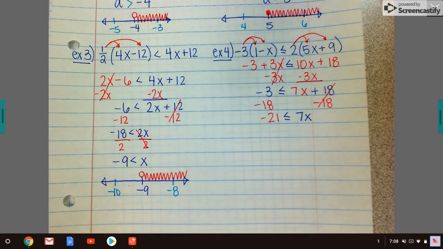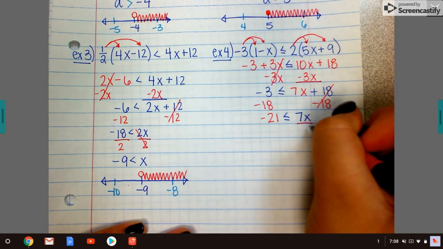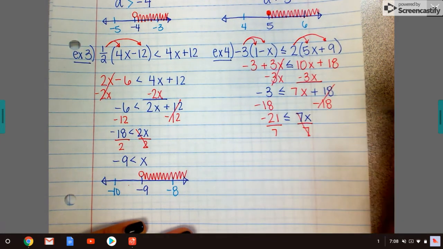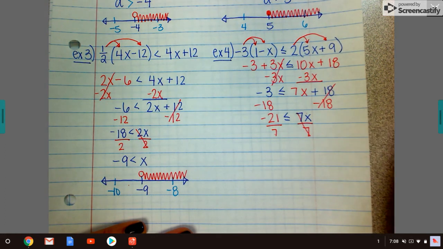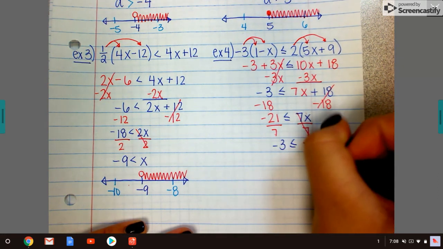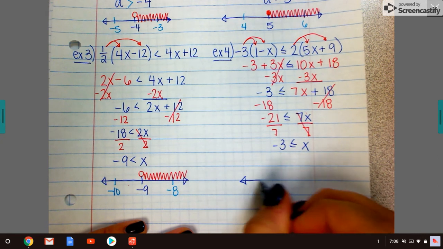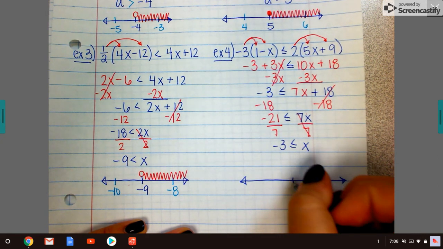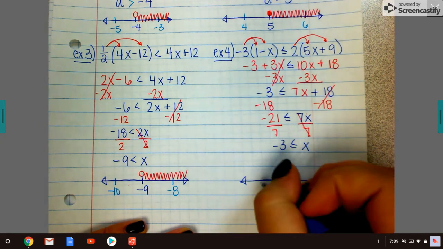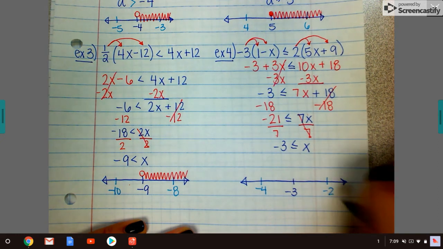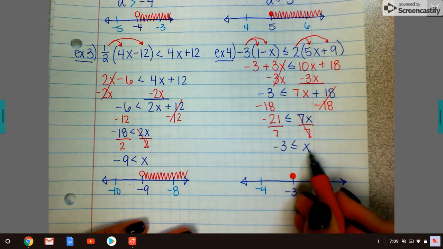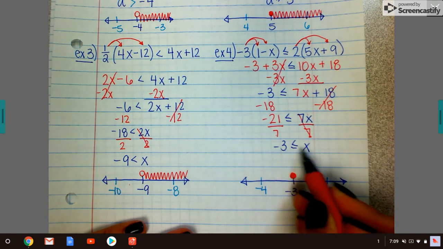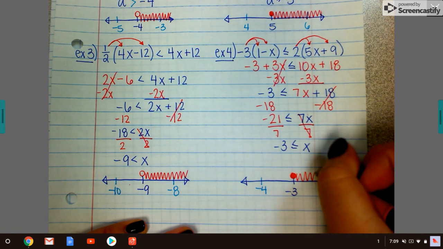And then last step, get your x by itself by dividing both sides by 7. The step I performed was to multiply or divide by a positive, so this time I'm not flipping a sign again. So I've got final answer, -3 less than or equal to x. Fill in your graph. And let's see, it is a closed dot. And if I read it from the x side, x is bigger than or equal to -3, x is greater than. So I'm going to shade to the right.